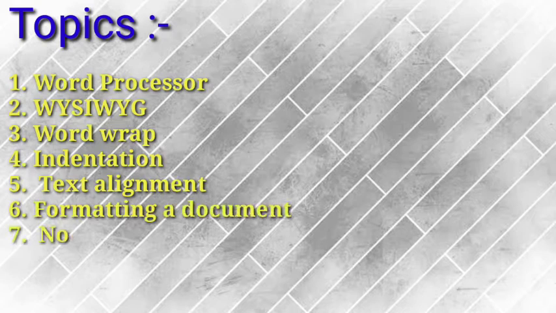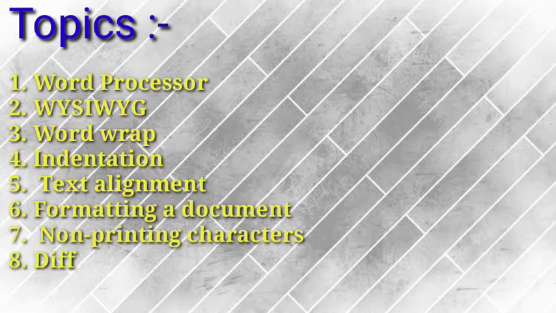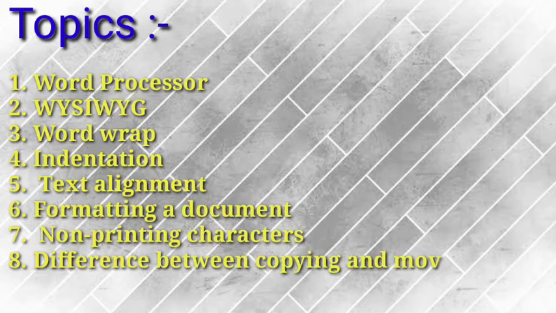What is word processor? Second one is what you see is what you get. Third is the word wrap feature. Fourth is the indentation, then text alignment, formatting a document, non-printing characters, and difference between copying and moving of text. So let us begin the video.